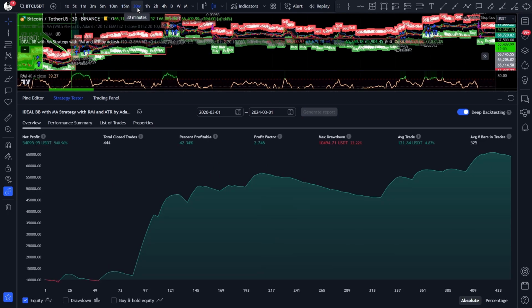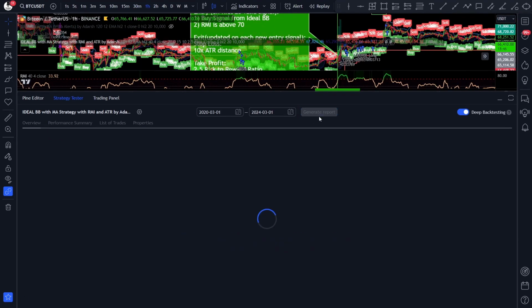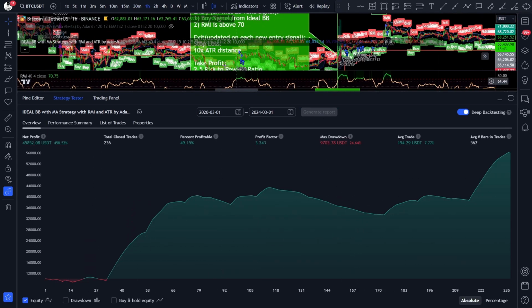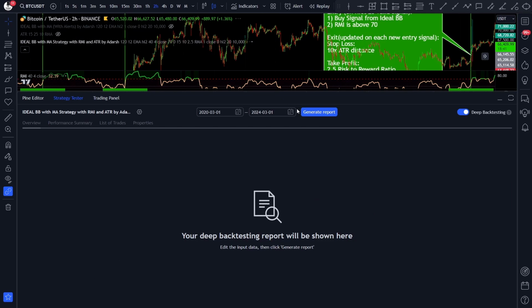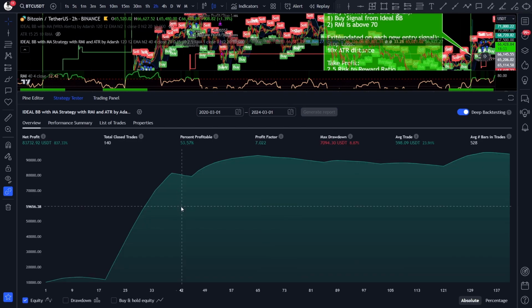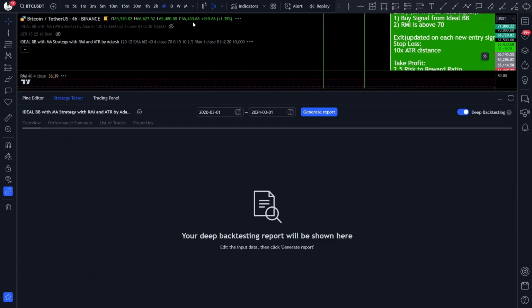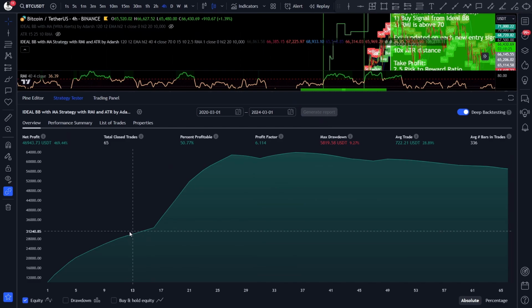This is the 30-minute results. Even better, 540% net profit with 22% maximum drawdown. Let's see the 1 hour. It is profitable again, which is a great sign. The 2 hour. Again, it's profitable. And on the 4 hour, it's still profitable.